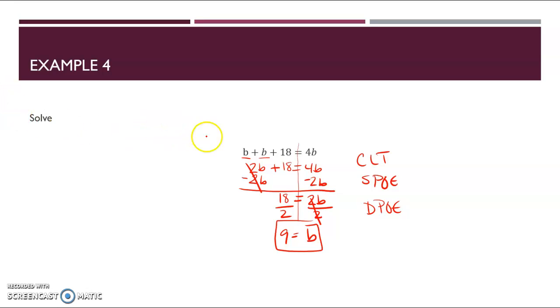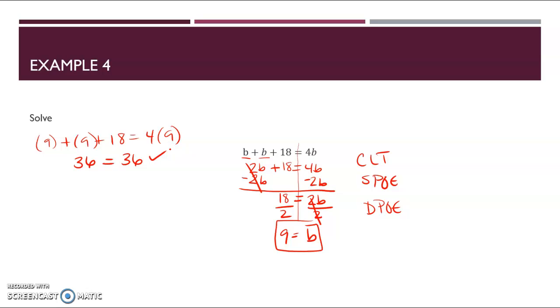Then we double check in the original equation. When I plug in, 9 plus 9 plus 18 equals 4 times 9. 9 plus 9 is 18, and 18 plus 18 is 36. And then 4 times 9 is 36. They both equal the same thing, so I did it right.